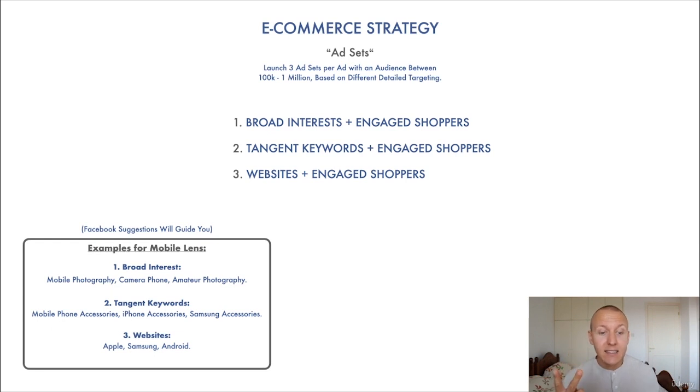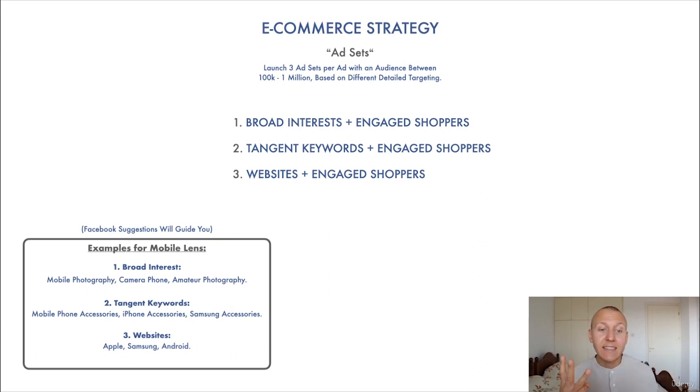The second ad set is going to focus on tangent keywords. Tangent keywords means what people are most likely to write in when they're searching for something, such as mobile phone accessories or iPhone accessories or Samsung accessories. So basically, when people are looking for accessories, they often search for accessories, right? So tangent keywords means search-friendly keywords.